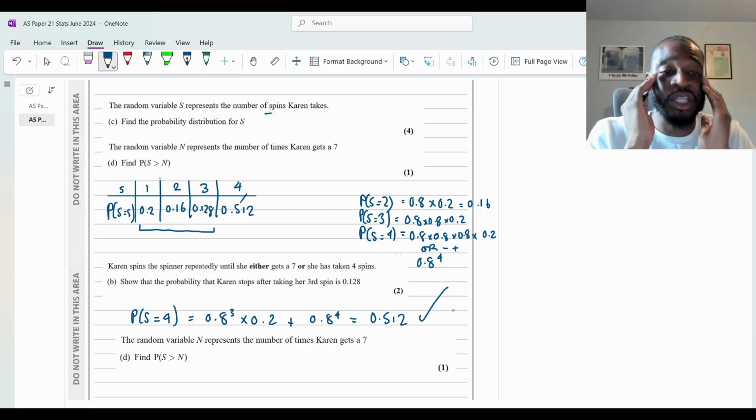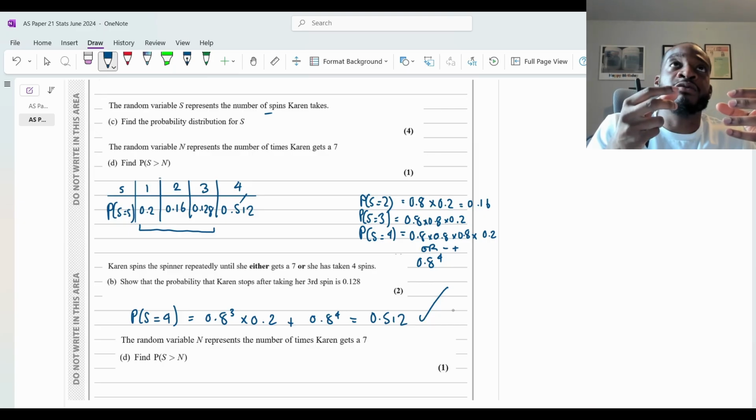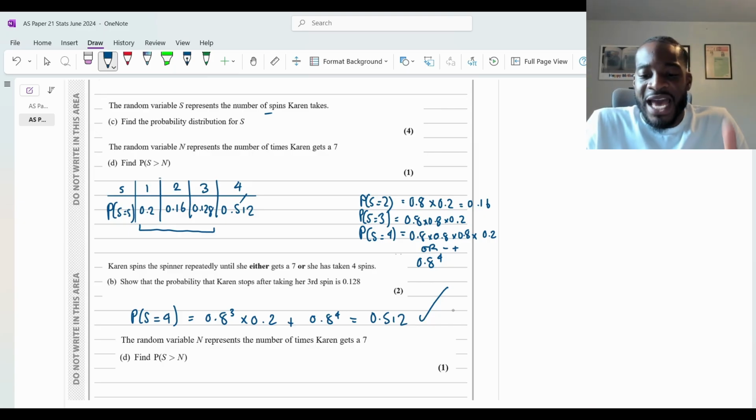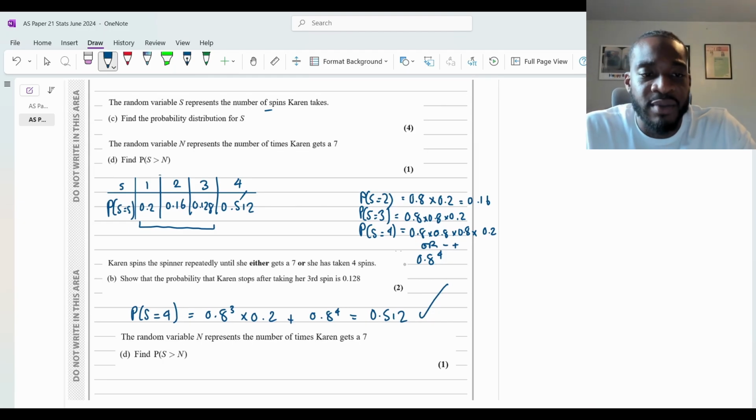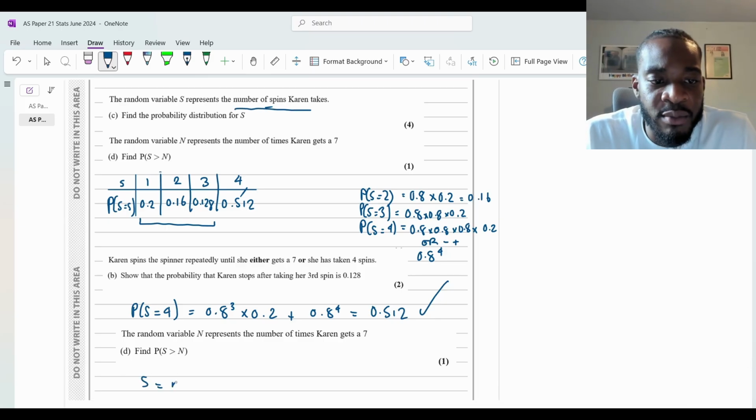So what I would do is just think about this from an English perspective. I would get rid of the letters and think about what the actual letters represent. So I'm going to say S, just from the top of the page, S represents the number of spins Karen gets. So I'm going to call that the number of spins.